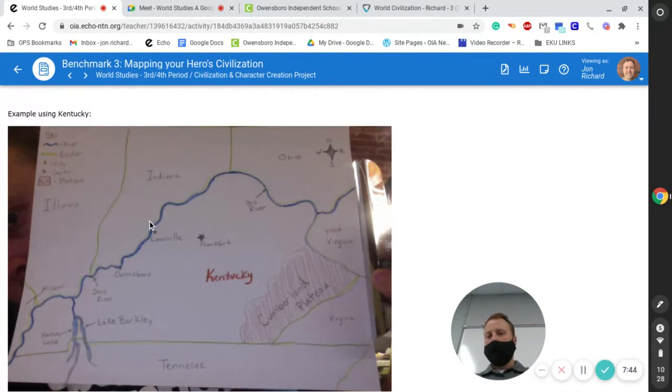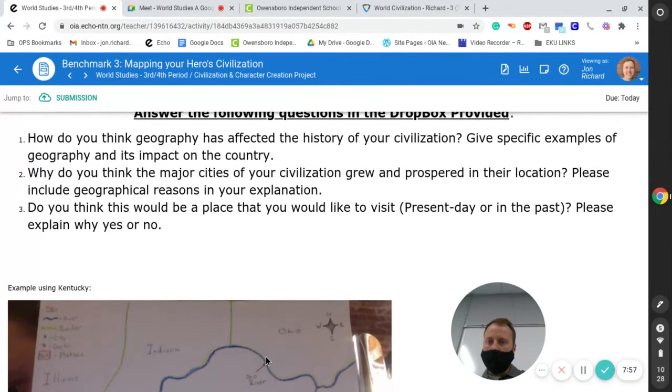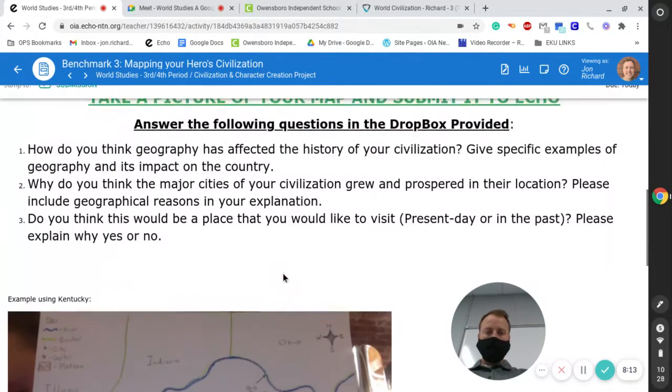So why are Louisville and Owensboro prospering? Because they're along what? The river. So you would explain that because the Ohio River provides so on and so forth. This next one is just an opinion. Do you think this would be a place that you would like to visit, present day or in the past? Please explain yes or no and why. So tell me why you would like to visit this place, or why you wouldn't.